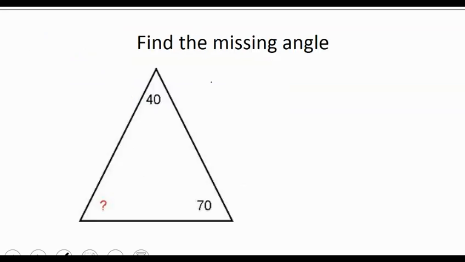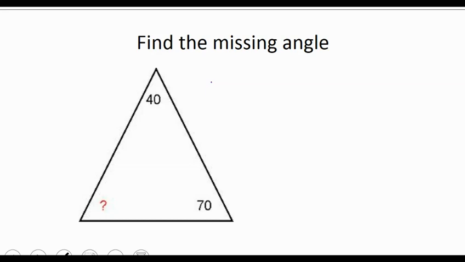All right, next up, I'm going to find the missing angle here. So in this one, I don't have any letters, but now you can see the missing angle. And so I can see here I got 40 and 70. So what I'm going to do is I'm going to add up to 180.